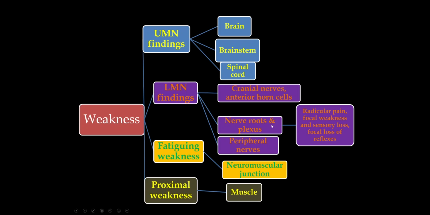All right, next, nerve roots and plexus. So again, we're in a lower motor neuron category here. And so lesions of the nerve roots and plexus tend to be painful. And we call that radicular pain. Radicular means nerve roots. So radiculopathies are much more common than plexopathies, but patients will have neck or low back pain that radiates like an electrical pain down the arm or leg, and there will be focal weakness and sensory loss and focal loss of reflexes depending on what part of the roots or plexus are involved.